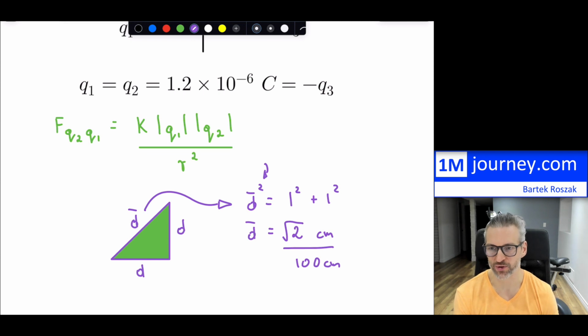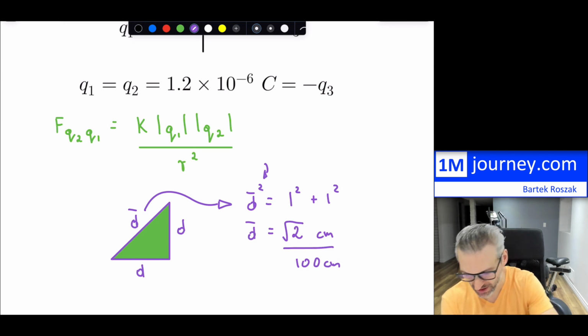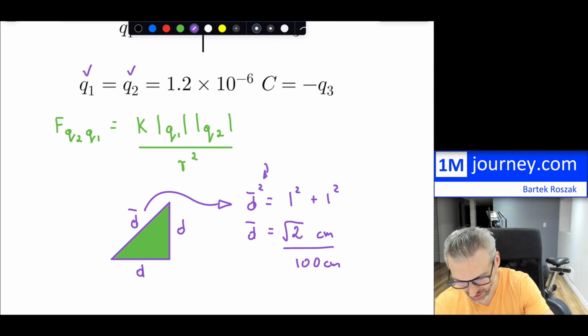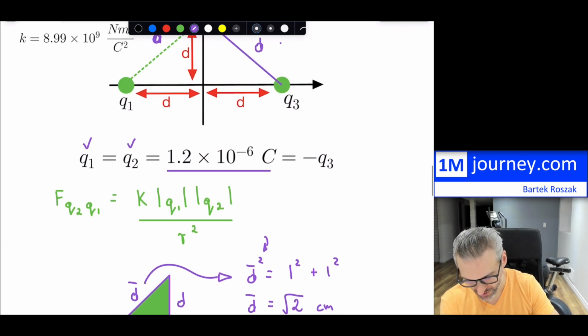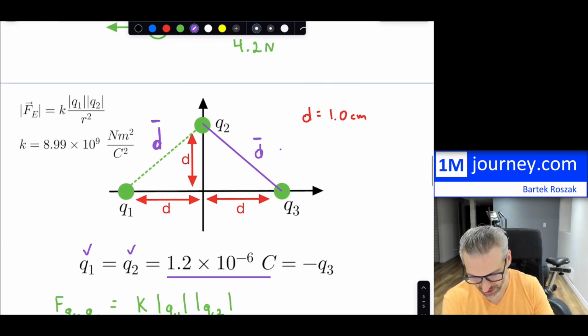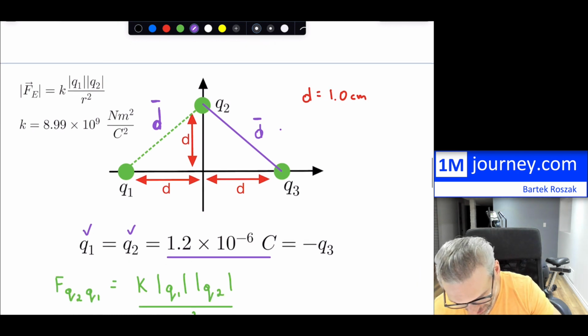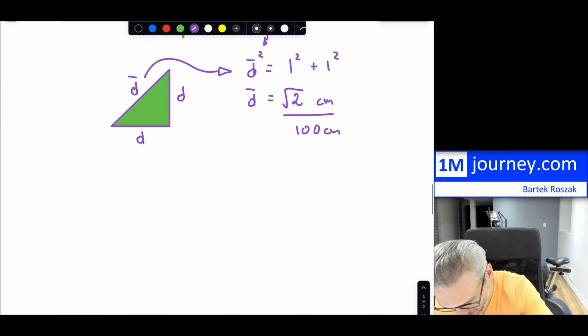So I have my Q1, I have my Q2. Notice these two are equivalent to each other, so they're both equal to this. So what does that tell me? Well, that tells me that the force must be a repellent force, okay? So basically it's repelling each other.